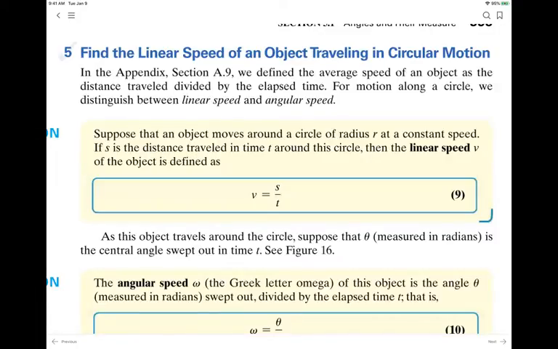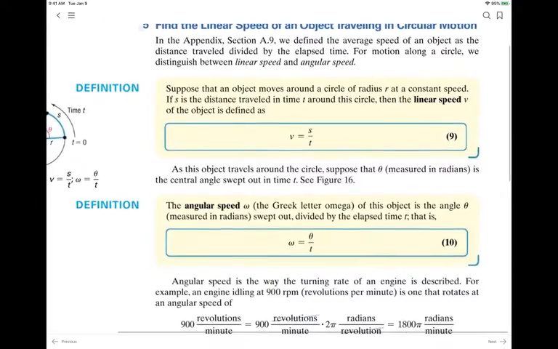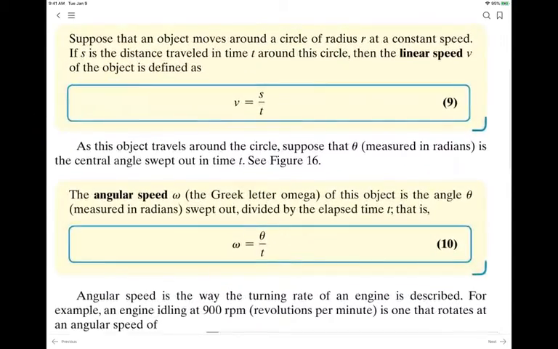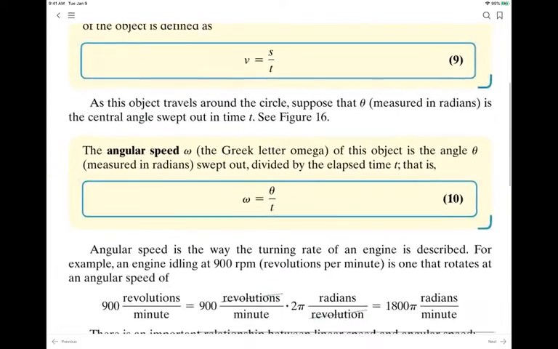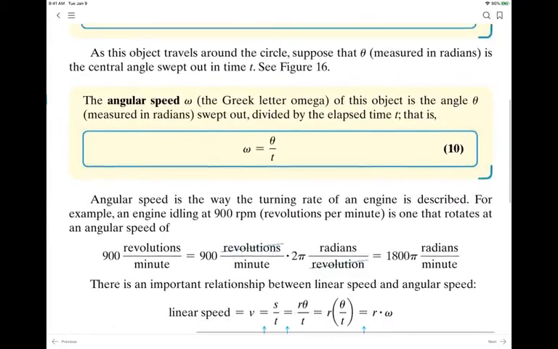As this object travels around the circle, suppose that theta in radians is the central angle swept out in time t. Then we can also talk about an angular speed, omega, of this object, which is going to be the angle theta swept out divided by the time. So the angular speed is going to be theta over t. Angular speed is the way the turning rate of an engine is described. For example, an engine idling at 900 revolutions per minute is one that rotates at an angular speed of the following, right? So you know how it's rotating.